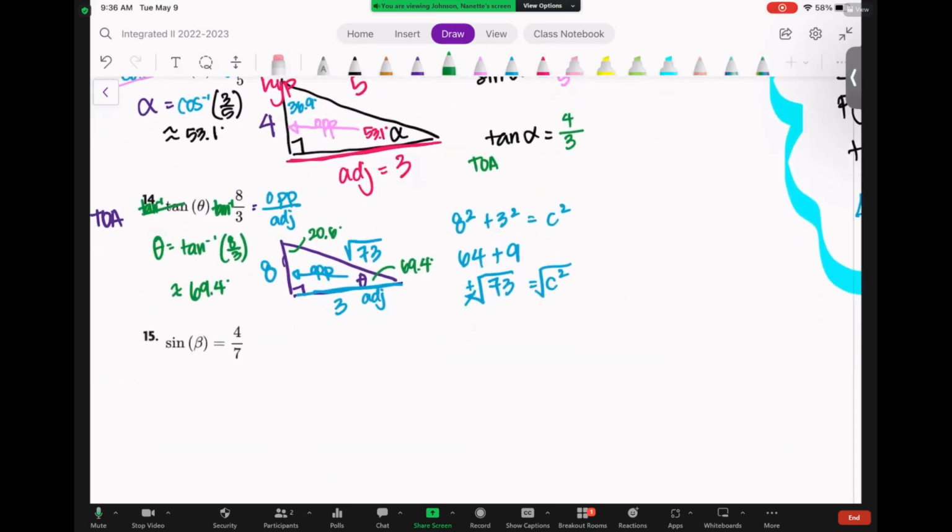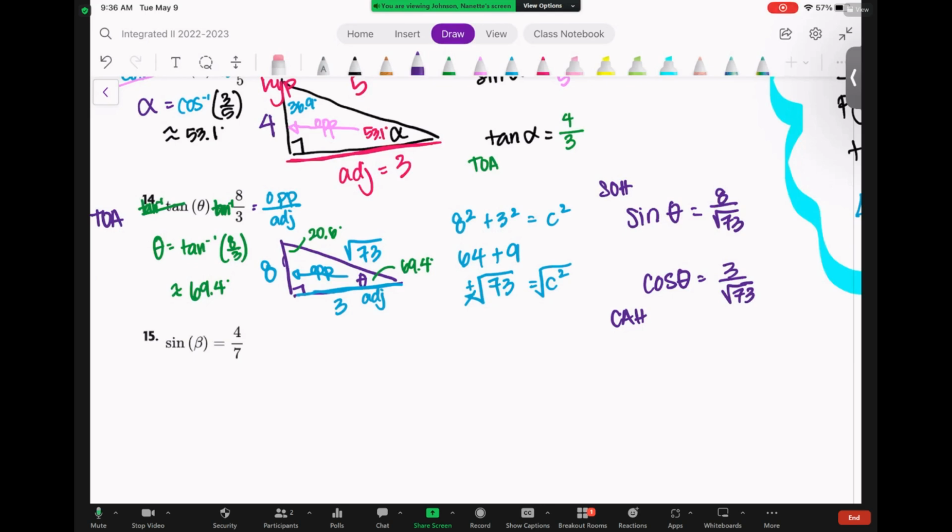Since they gave me tangent, that means I need to find sine of theta and cosine of theta. Sine, you're thinking, so that's 8 over square root of 73. Cosine is CAH, and so that's 3 over square root of 73. Now, some of your teachers will not like the square root on the bottom. I'm fine with it because we have calculators, so this is fine.